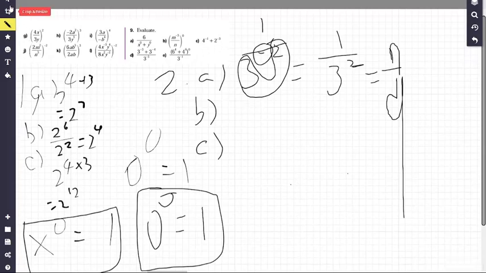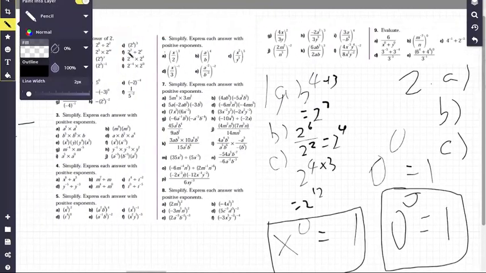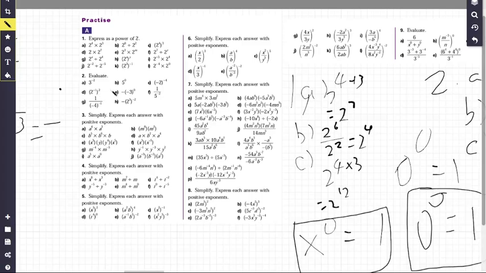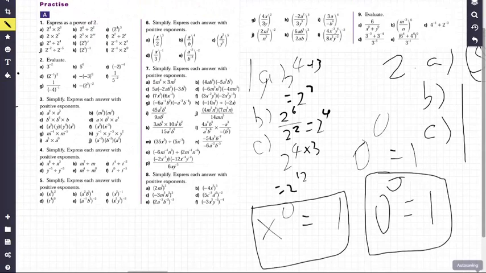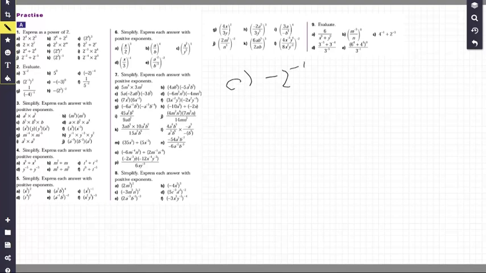And then I believe the rest is pretty straightforward from this, but I will still do it. B is 5 to the 0, which is just 1 again. And then C is 2 to the negative 4. Let me just clear all this up. Okay, so I fixed that issue. Now let's do, yeah, I was on C. So negative 2 to the negative 4.